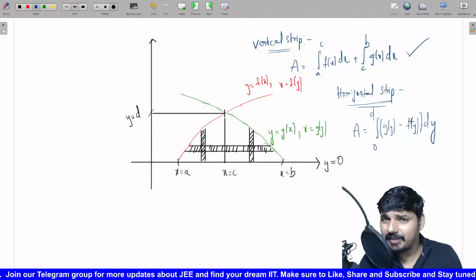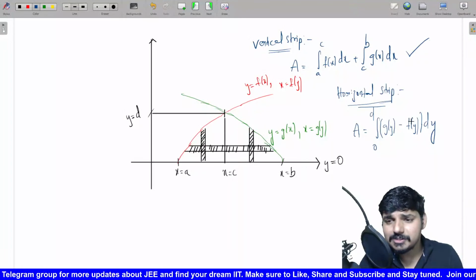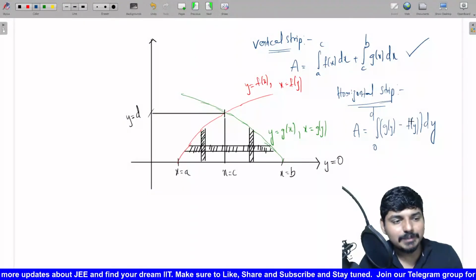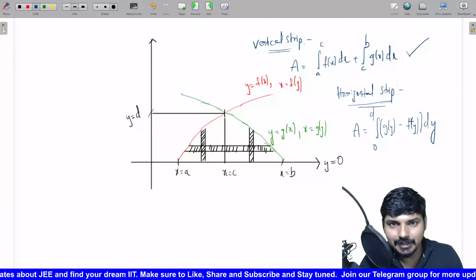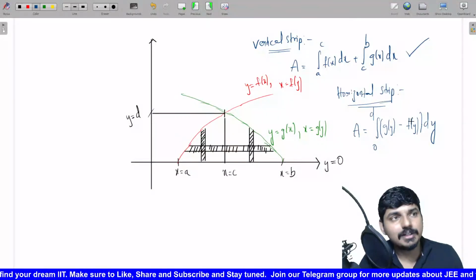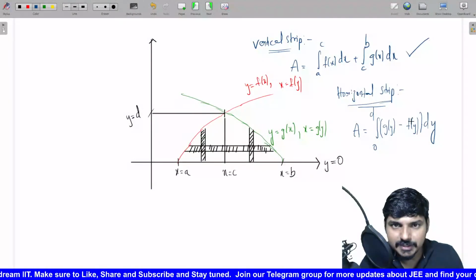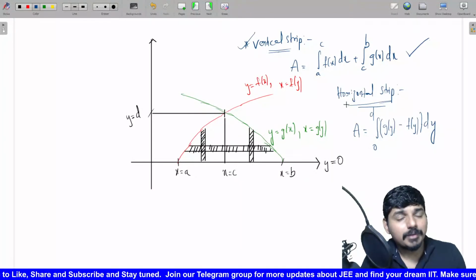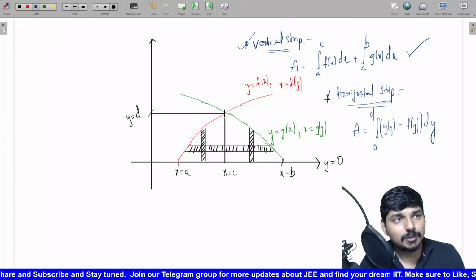Okay, so can we conclude that using a horizontal strip is going to be easier than using a vertical strip? Well, it depends upon the question. I can't tell you that horizontal strip may be the only one you're using. In case of vertical strips, you're going with two vertical strips. So if we use vertical strips, the question will become complicated. By using the horizontal strip, the question is going to become easy.